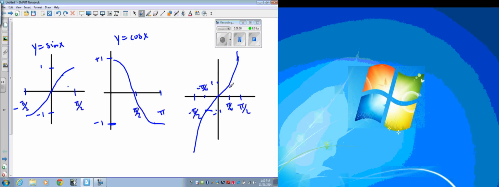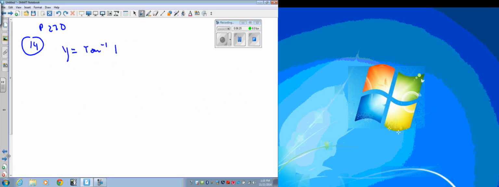I'm inputting 1 that is associated with pi over 4. Rather than putting plus 1 down here and have my inverse function and then try to figure out where it is, I'm just saying this ordered pair right here for this is pi over 4 on the x and 1 on the y. But when I'm asked this, I'm going to input the y value here and get the x value back here. So the answer is y equals pi over 4.